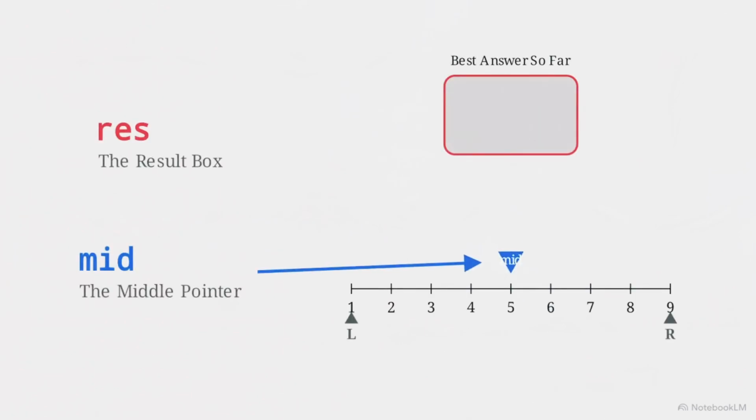The code is a literal translation of the physical boundary shifts and candidate storing mechanics we built on the number line. By cutting the remaining options in half with every step, the algorithm slices through massive amounts of data in logarithmic time, giving us an O of log x time complexity.